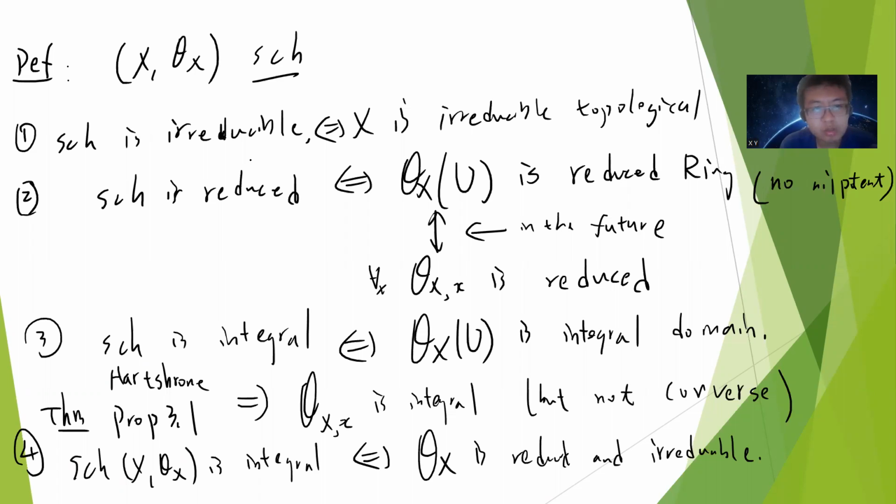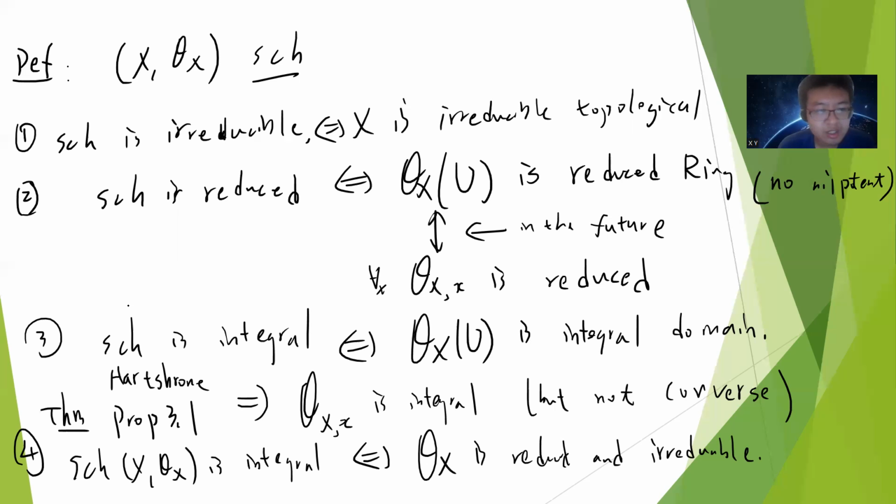A scheme is irreducible if X is an irreducible topological space. And a scheme is reduced if every open set is a reduced ring. Reduced ring means there are no nilpotents. In the future I will provide another video, maybe a very short proof, that this is equivalent to each stalk being a reduced ring. You can check it out by yourself.